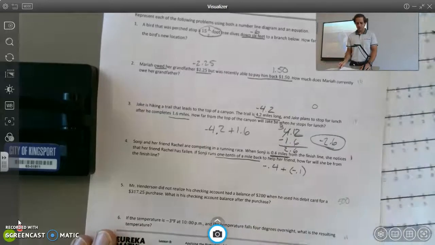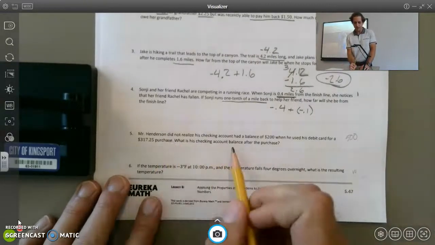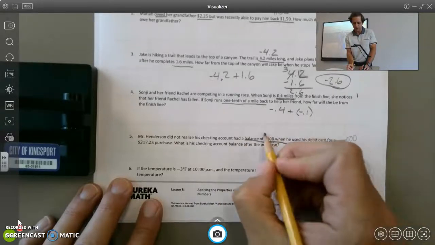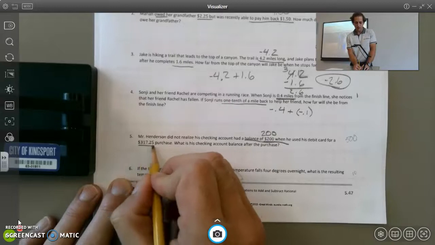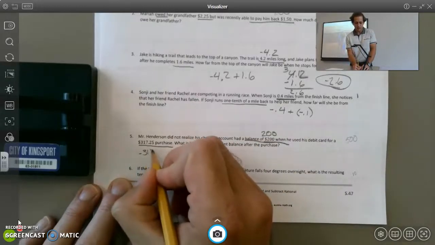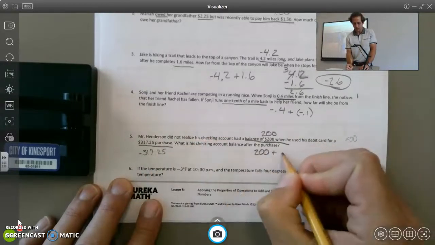Okay, number 5. Mr. Henderson did not realize his checking account had a balance of $200. Balance of $200, that's positive. When he used his debit card for a $317.25 purchase, that is negative $317.25. So 200 plus negative $317.25.